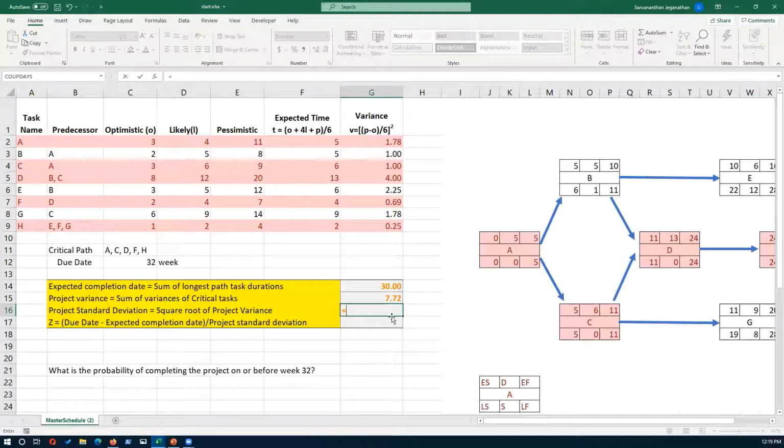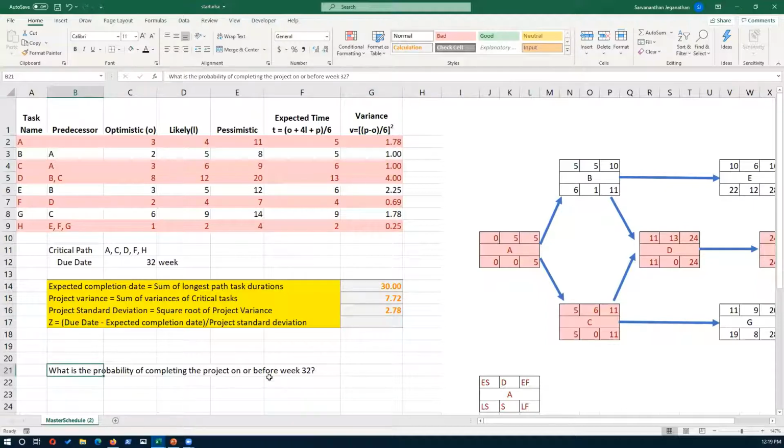So that is equal to the square root. So we can use a quick function here, square root of project variance. So that gives you 2.78. And to answer this question here, what is the probability of completing the project on or before week 32, assuming that the project duration follows a normal curve. We can use this formula here to first find the z-value and then look up the normal curve table to identify the probability.